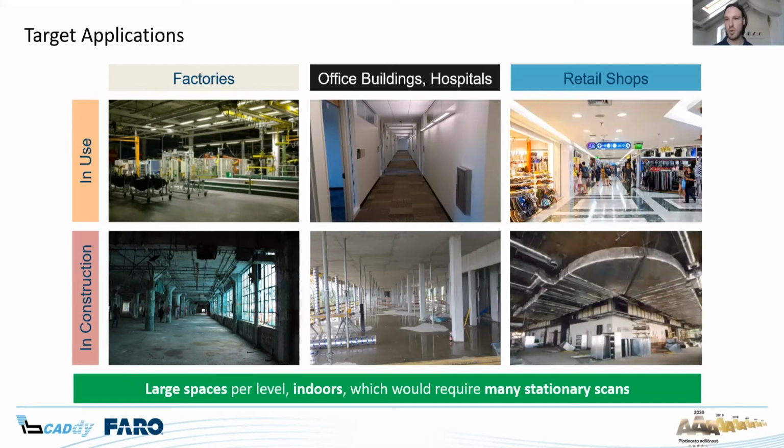And next is, of course, retail shops, where again you have a lot of area to cover and you just want to make sure that you get exactly the amount of square meters which you pay for. So in general, the Swift as a target application is best when there are large spaces indoors where you would have to take many stationary scans, and you can just mitigate that by using the Swift.